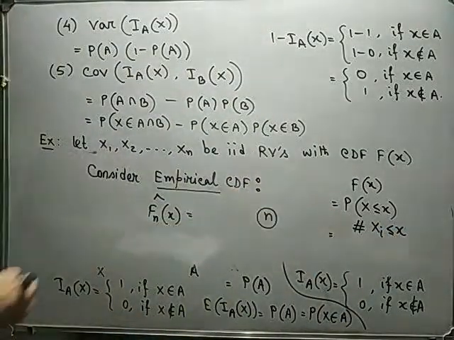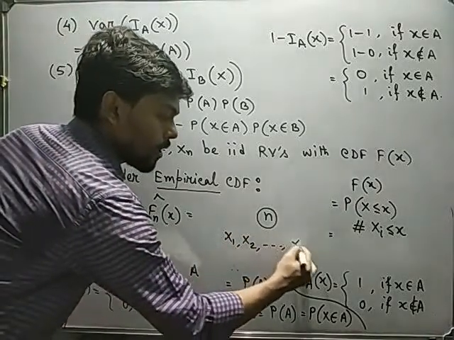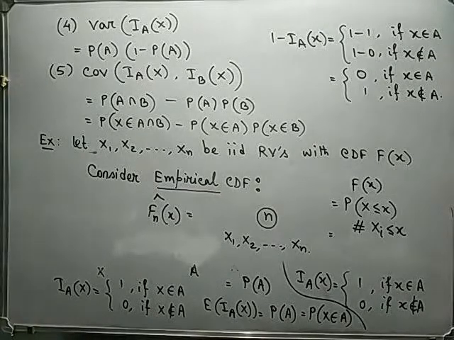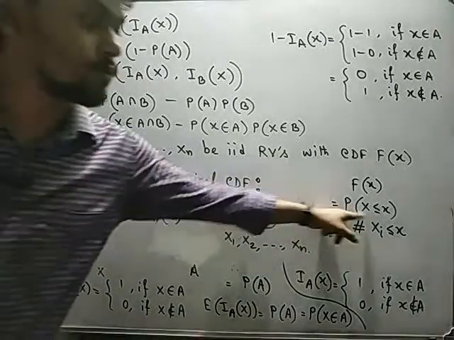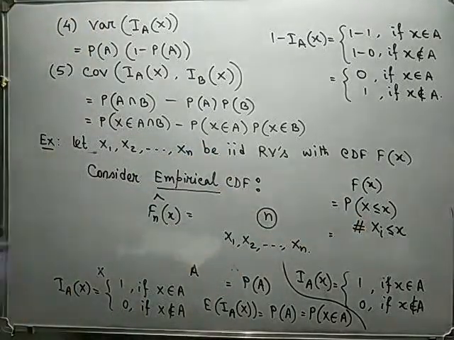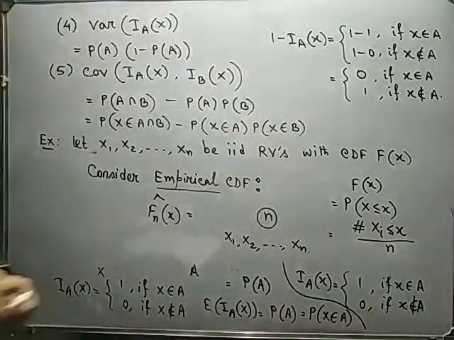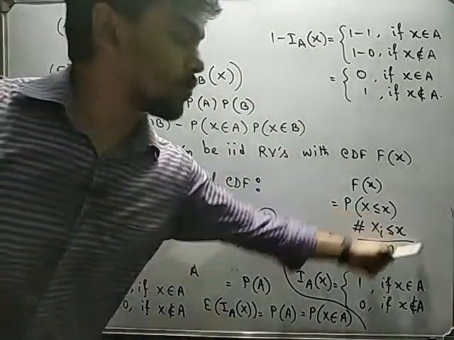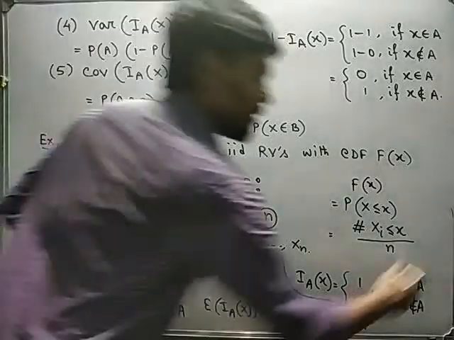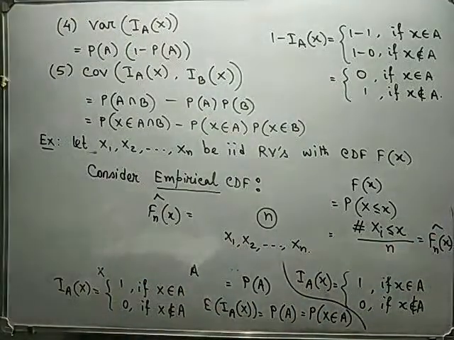So those n values are basically x1, x2, up to xn. Now we have to get the number of, so this hashtag means number of, those xi values which are less than or equal to small x, divided by the total number of values, which is n. This quantity will be the estimated value, the empirical value of the CDF.